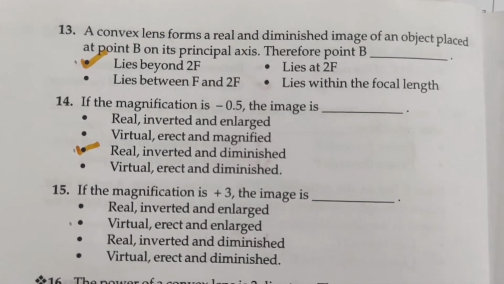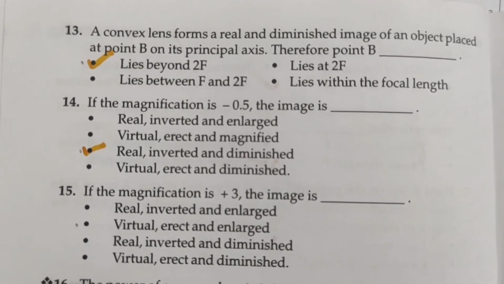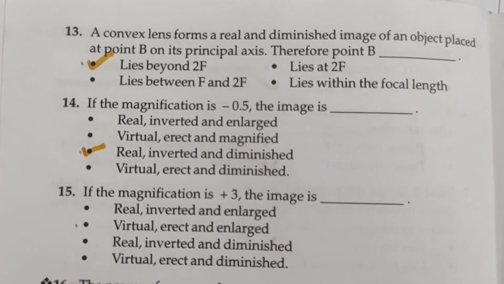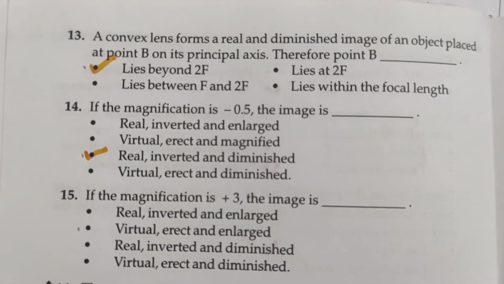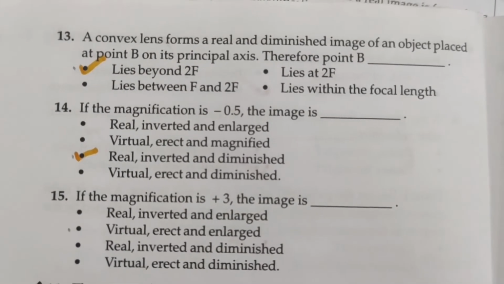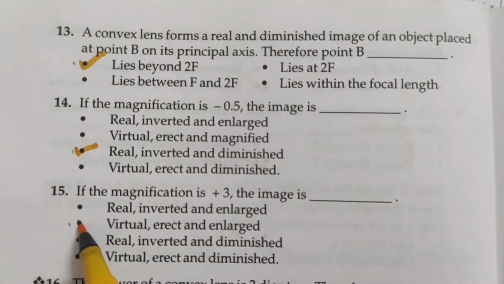If the magnification is +3, the image is dash, real inverted and enlarged, virtual erect and enlarged, real inverted and diminished, virtual erect and diminished. And the correct option is virtual erect and enlarged.